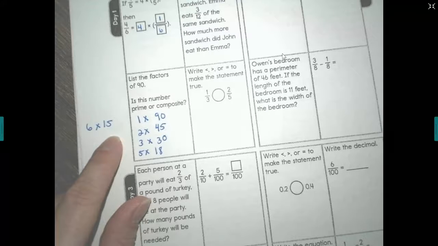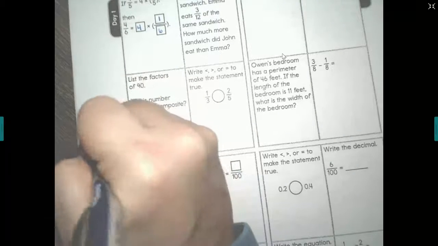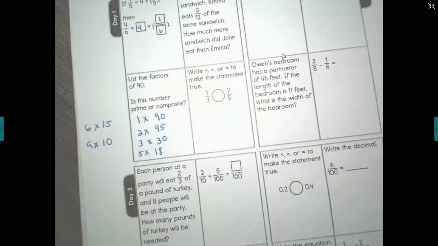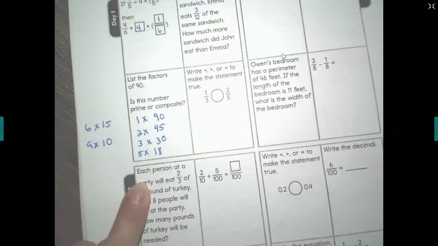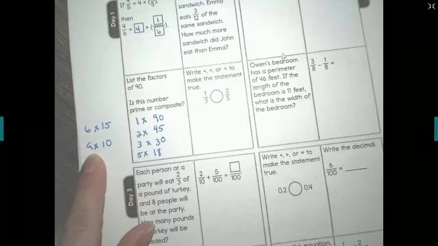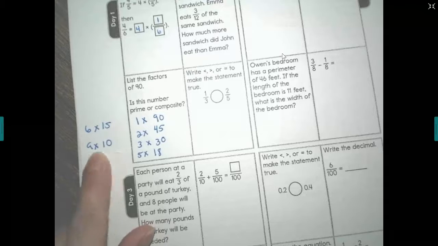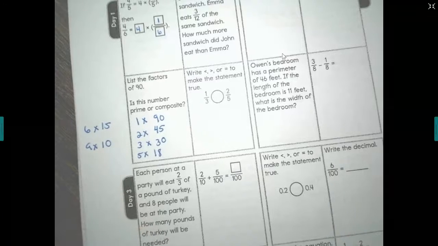I know 8 doesn't work because 8 times 11 is 88. And so if I went up 8 more, it'd be 96, which would be 8 times 12, and that's too big. I know 9 works. 9 times what? 9 times 10. All right, I know I'm finished because I've gone in order with my factors, and I got all the way to 9 times 10, and there are no whole numbers between 9 and 10. So I'm finished.